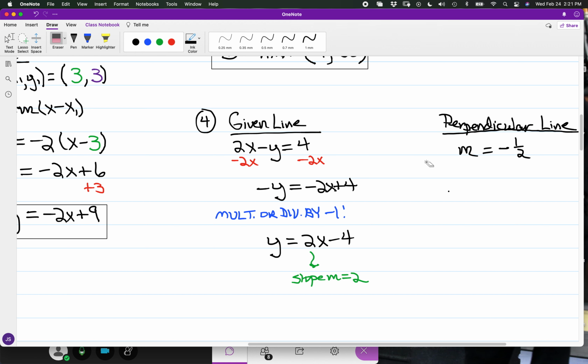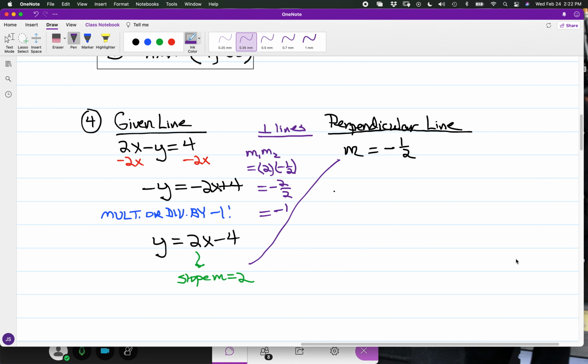And again, just a reminder, for the product of the slope values for perpendicular lines, we're going to have negative 1. So you have the first slope times the second slope, so you're going to have 2 times negative 1/2. So you have negative 2/2, and so that will go to negative 1. And the point through which the perpendicular line passes, again, is going to be 2, 7.